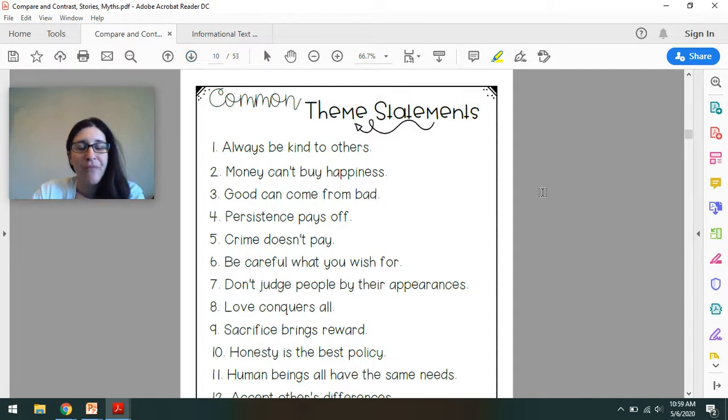Now, we've talked about there are oftentimes a lot of themes that we get from different stories or books or movies. And these are just common themes that we find throughout different things that we read.